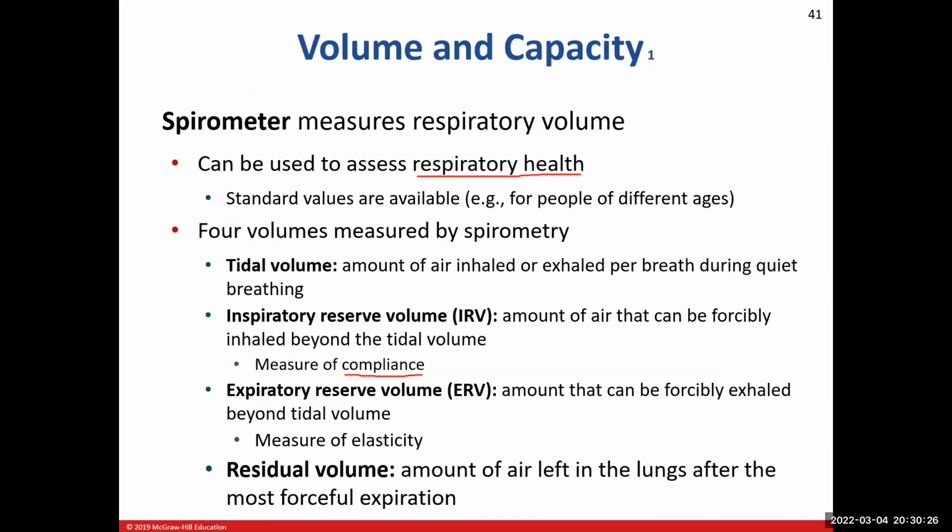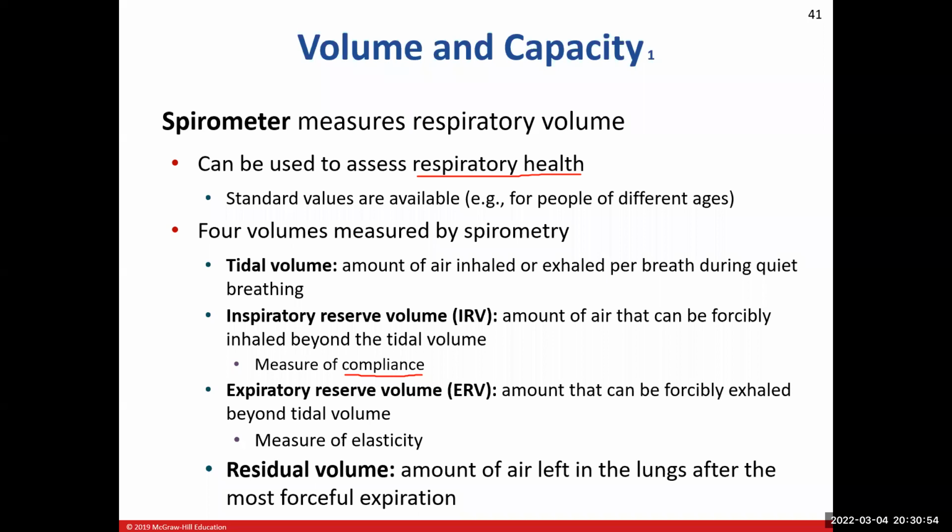Then we have the expiratory reserve volume. Similar. In this case now, we're going to ask the patient to take a forcible exhale. So we'll say, just breathe regularly and now blow out as hard as you can. I didn't really explain to you what a spirometer was, but it's this device that you put up to your mouth and you breathe through it. You're going to inhale through it and exhale through it.